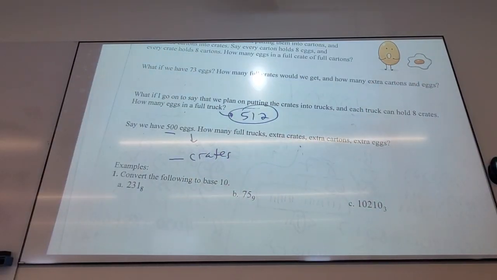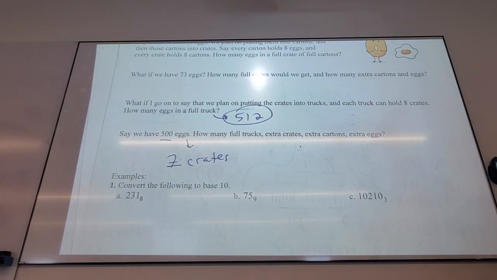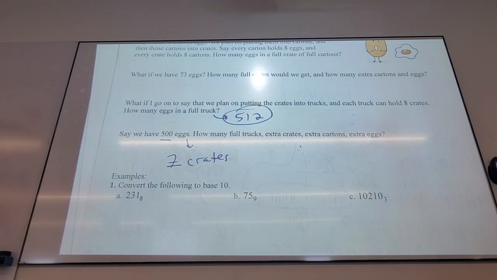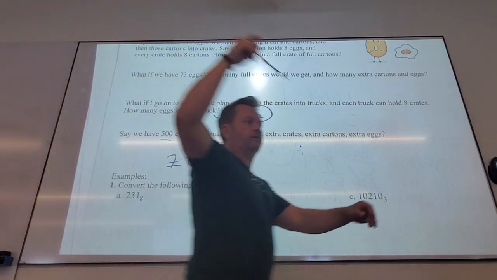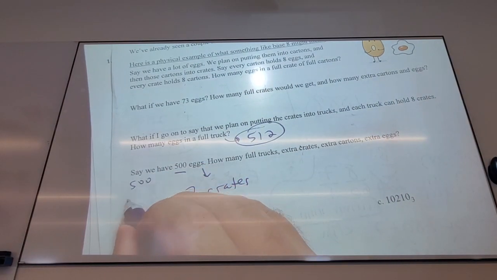So if I have 7 crates, how many eggs have I placed so far? 448. So how many eggs do I have left to put somewhere? 52. So there's the divide and subtract, right? Division got us 7. Subtraction got us 52.